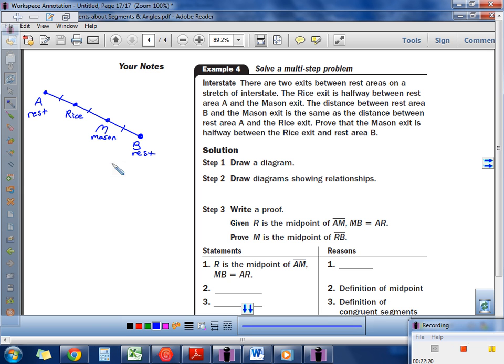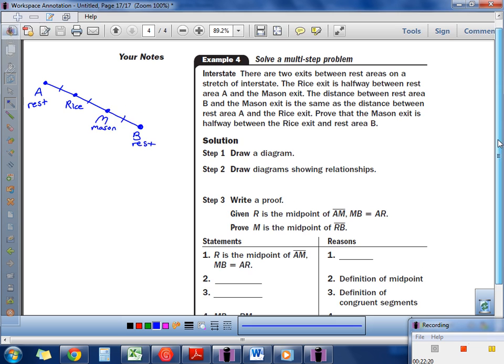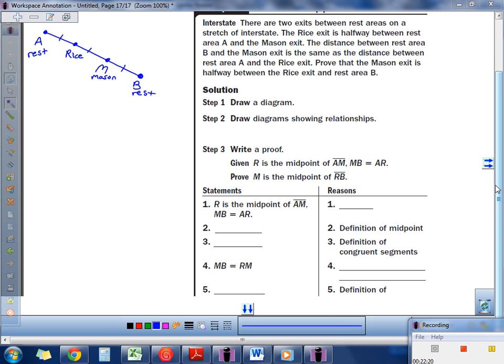From there, we're going to be doing some proofs. So we got to remember that picture and use it. So first off, I'll try to scroll up a little bit. Let's do the first few statements. It says, R is the midpoint of AM, MB equals AR. Where is that stated? Guess what? It tells you that's a given. From there, it says use the definition of a midpoint. Use what you know about a midpoint.